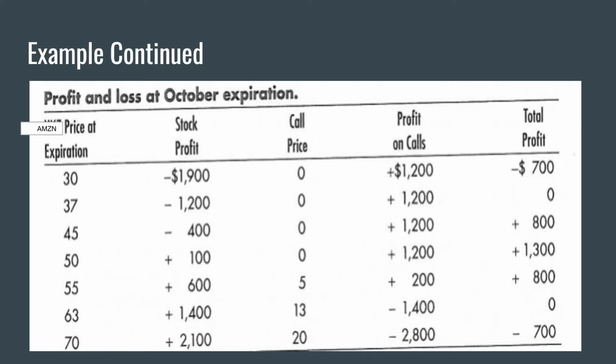To continue this example, let's take a look at the profit and loss chart at October expiration. The left side shows the price of XYZ at expiration. As the price reaches the strike price, the profit is at its max. When the price deviates either upward or downward, the profit decreases and eventually becomes a loss.